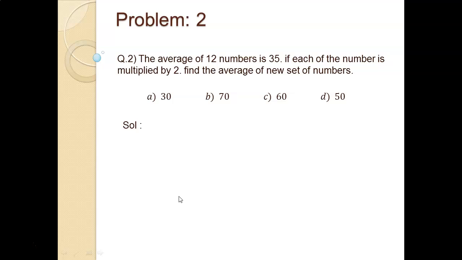Now one more example. The average of 12 numbers is 35. If each of the numbers is multiplied by 2, then find the average of the new set of numbers. The same trick is used here. The average of 12 numbers is 35. Each number is multiplied by 2, so what will be the new average? Multiply the average by 2, 35 into 2, that means 70. So 70 is the right answer.